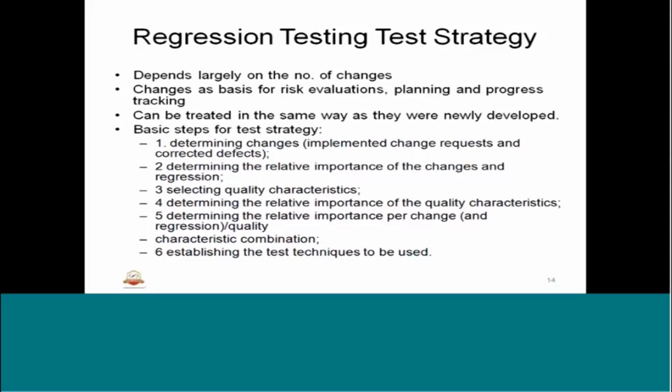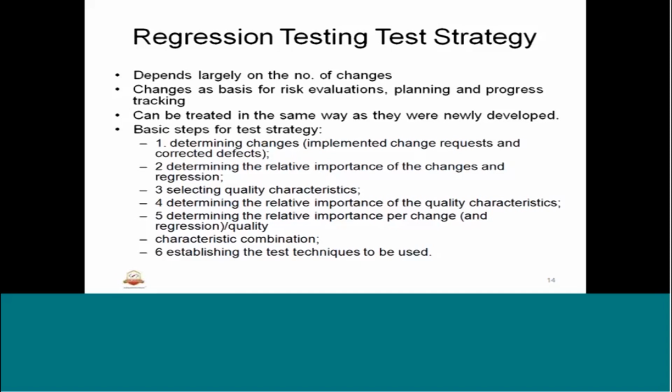Fourth one being determining the relative importance of the quality characteristics. It is not just enough to identify or select the quality characteristics for that particular scenario. It is also important to understand the relativeness of the quality aspects. The next one is determining the relative importance per change and regression or quality. So for each change, what is the relative importance to the entire system, or to that particular quality characteristic? All these above steps need to be combined together to come to a conclusion. That is called characteristics combination.